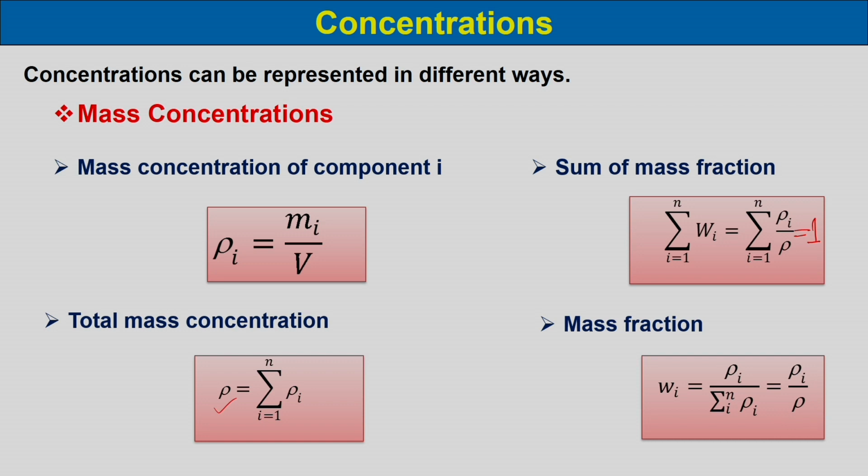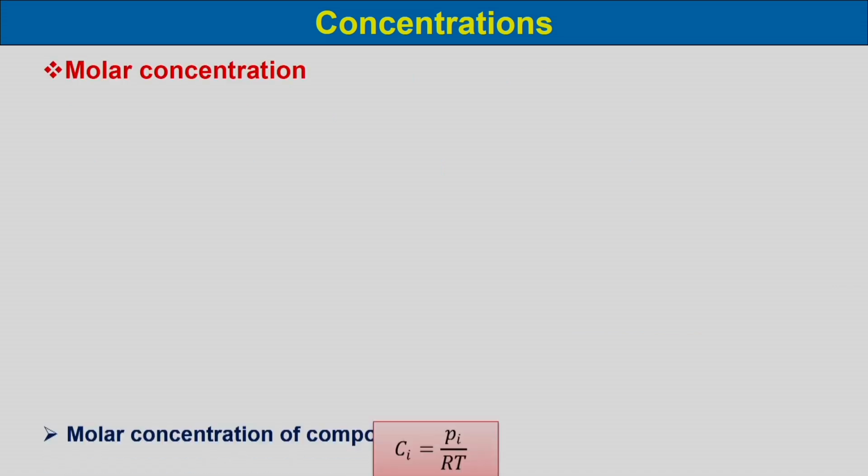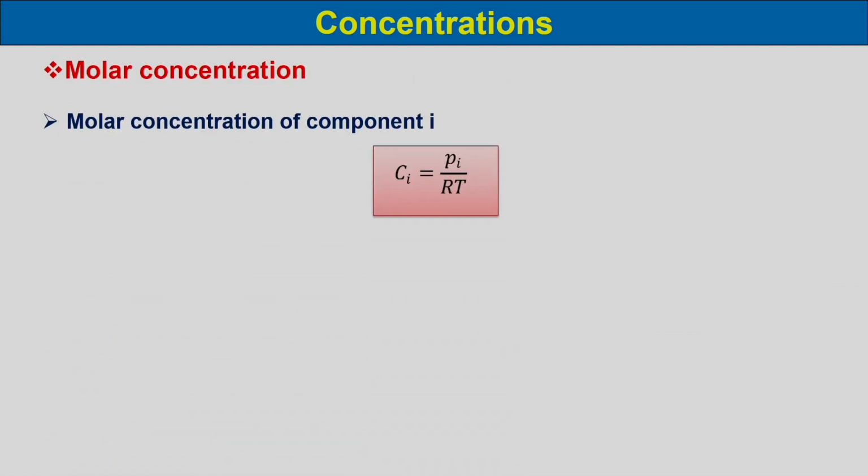The other way to represent the concentration is the molar concentration. The molar concentration of component i is defined as C i is equal to P i by R T. P i is the partial pressure of a particular component, R is the universal gas constant and T is the temperature.